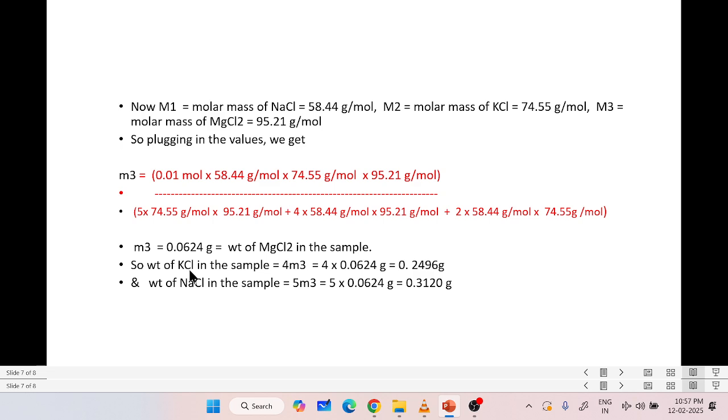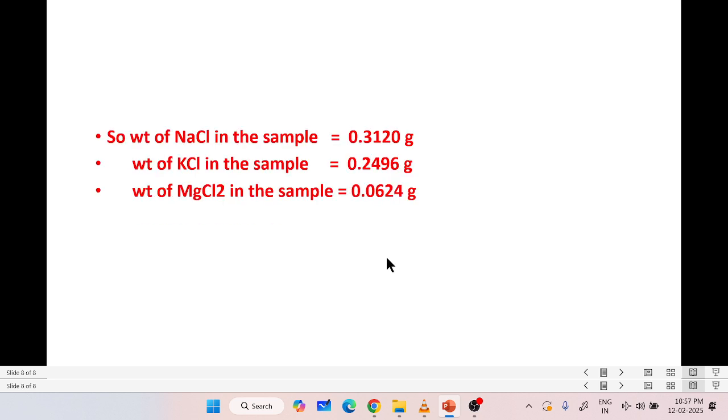So which means the weight of KCl in the sample will be 4 times that, which will be 0.2496 grams, and the weight of NaCl in the sample, which will be 5 times that of MgCl2, which will be 0.3120 grams. Okay, so the weight of NaCl in the sample is 0.3120 grams, KCl 0.2496 grams, and MgCl2 in the sample will be 0.0624 grams. Thank you.